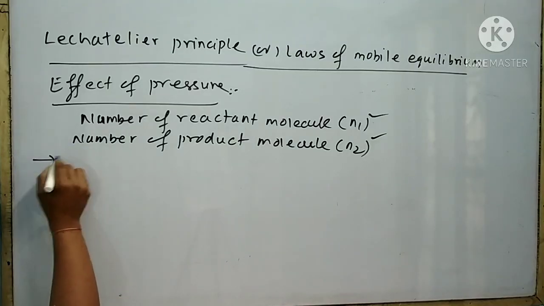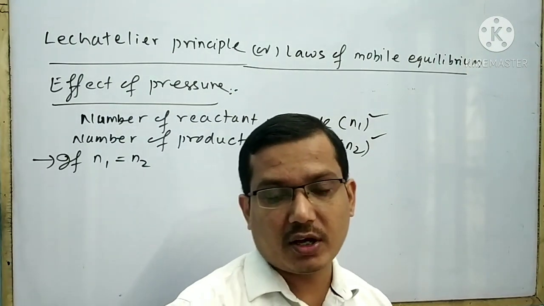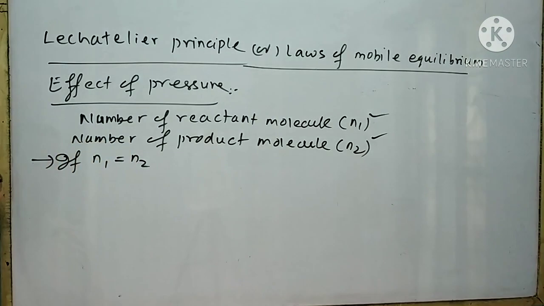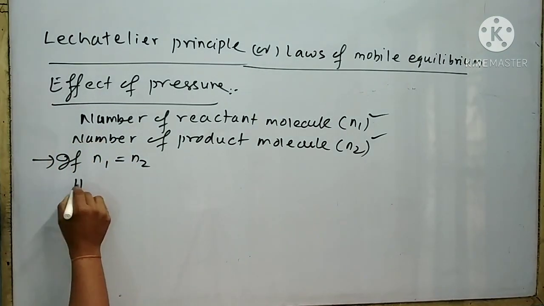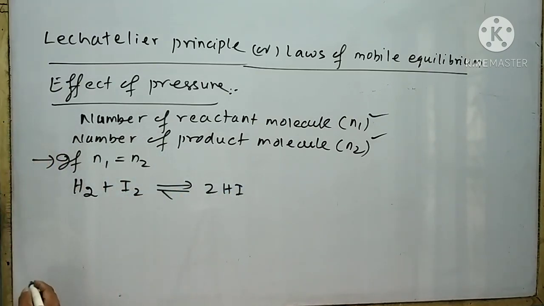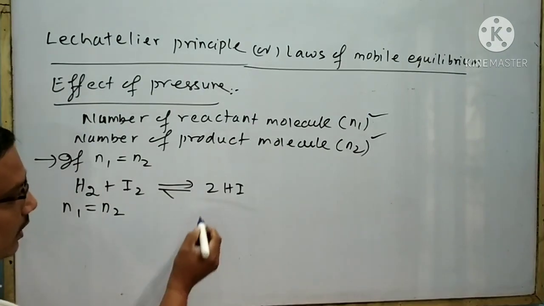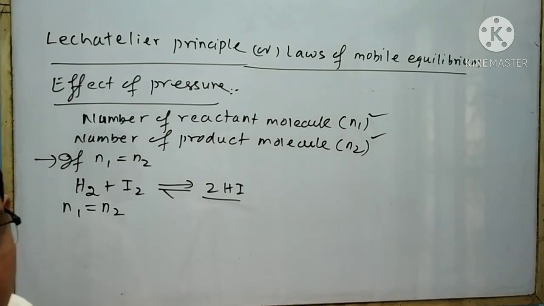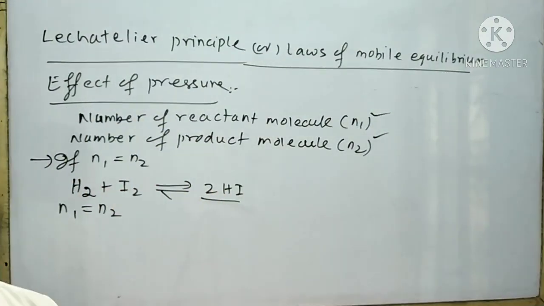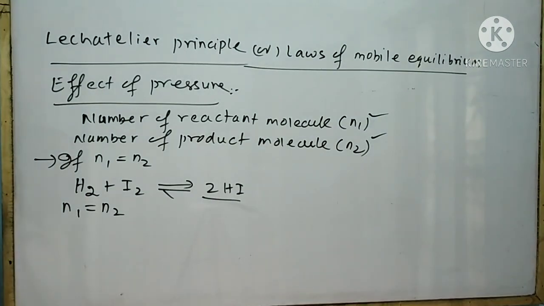According to this principle, if N1 equals N2, then the change of pressure has no effect on equilibrium. Let us take an example. H2 plus I2 gives 2HI. In this reaction, N1 equals N2. For this reaction, the change of pressure has no effect on the equilibrium. That means for the formation of HI, an increase or decrease in pressure cannot affect it. Similarly, we can also think about the formation of H2 and I2.